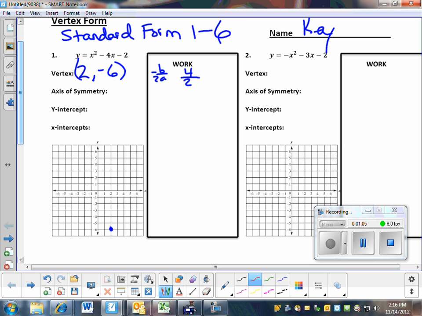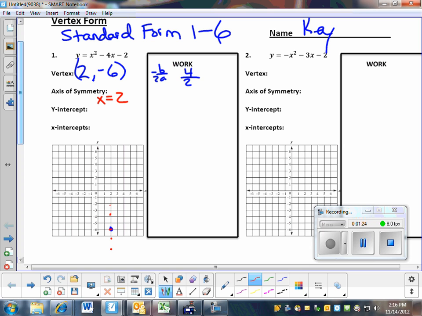The axis of symmetry. You talked about it last year. We haven't talked about this year. The axis of symmetry is a vertical line. Vertical lines have an equation: x equals. And it's always x equals the x value of your vertex. So it's going to be x equals 2.